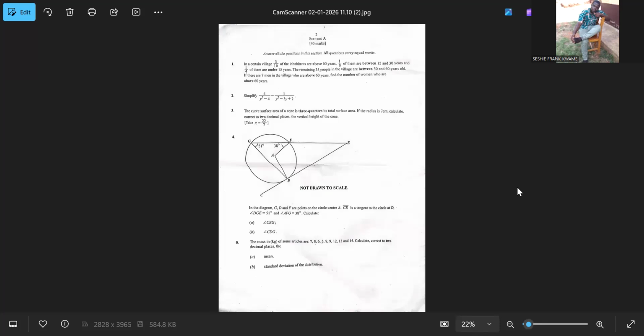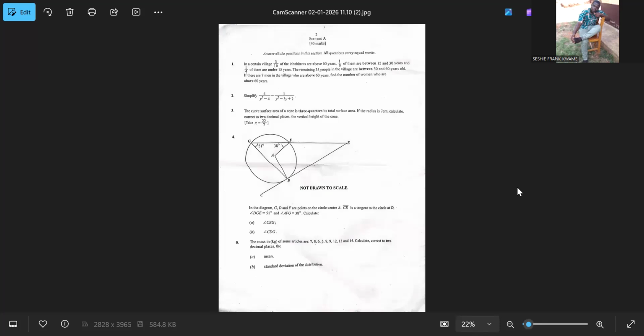The January/February private candidate exam for SHS students was written yesterday, 31st of January, and these are the compulsory 5 questions. We are going to solve them.